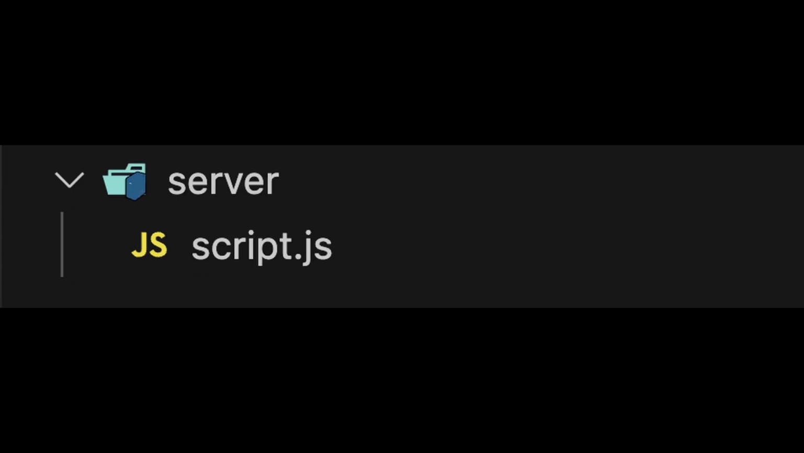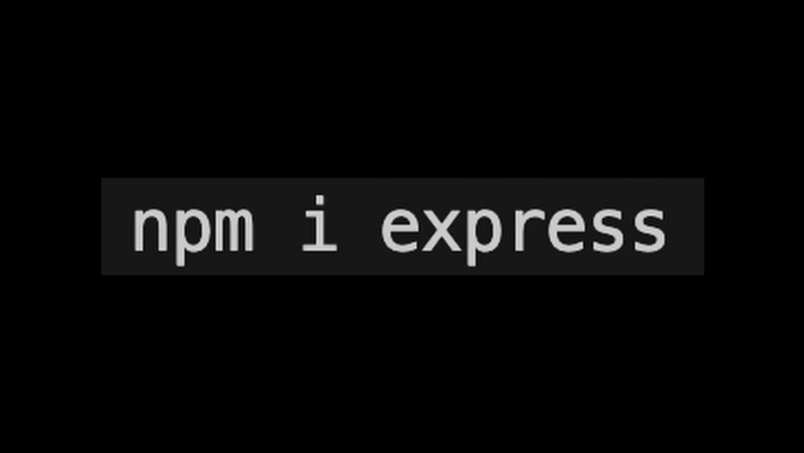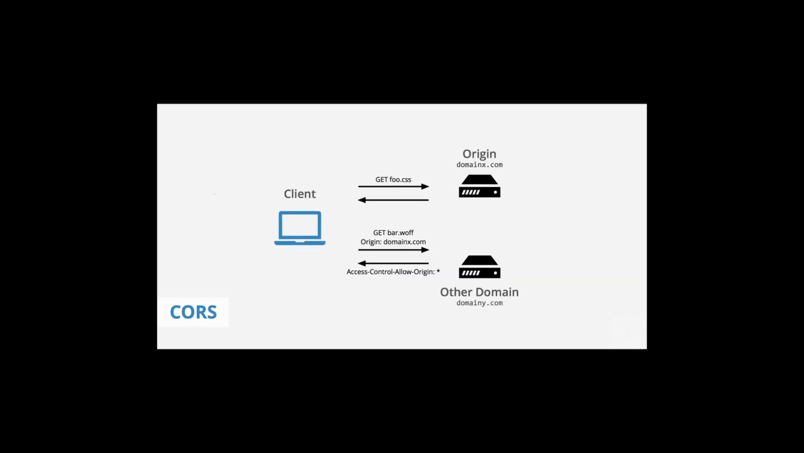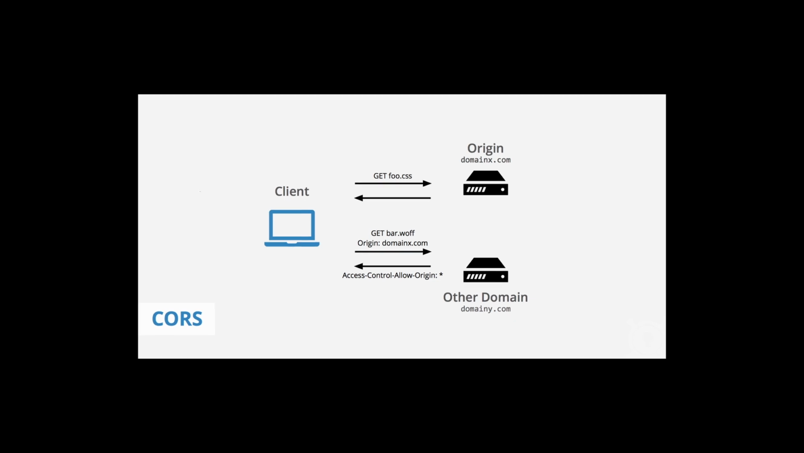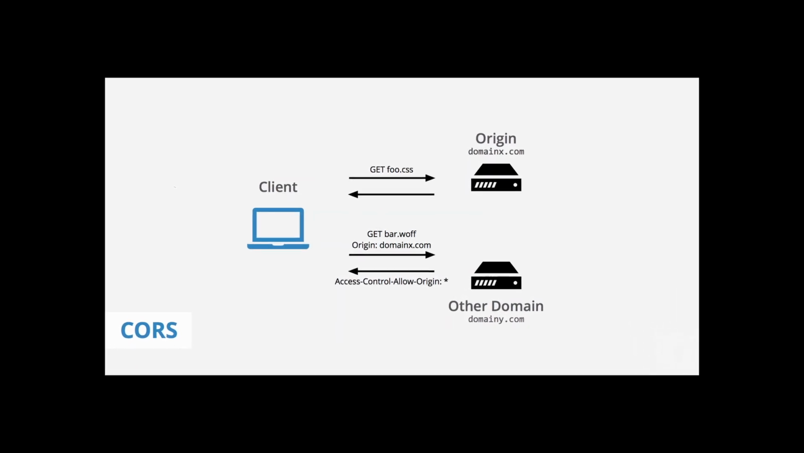Now let's hop into server folder and initialize npm, which would allow us to install packages. Firstly, install Express and Cors packages. Using Express, we will create a backend server, and Cors would allow our backend server to receive and send data from or to any other origin, such as our frontend server.